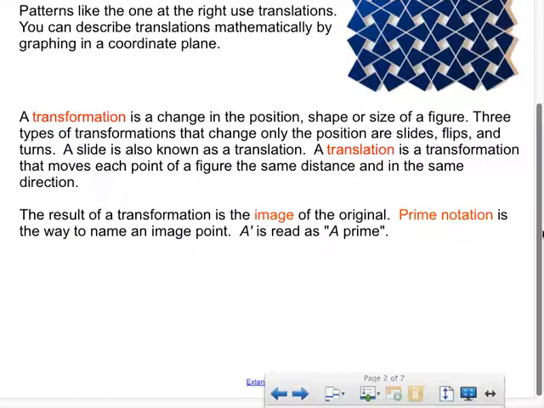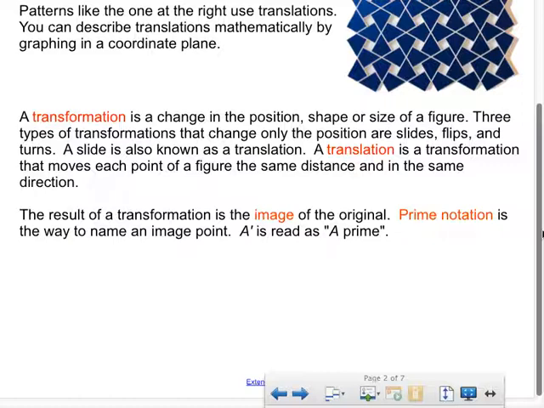So transformations, there are a few different types. We're going to learn about one of them today. Got it? Okay. A translation is a type of transformation where you're changing the location, but you're not changing the orientation. You're not rotating it, you're not flipping it, you're just sliding it to a new location. Got it? Does that make sense? Okay.